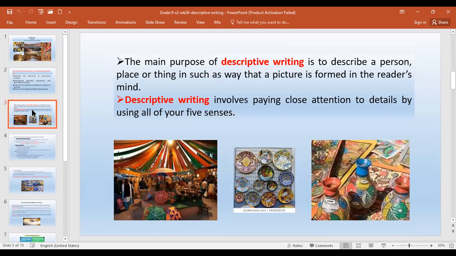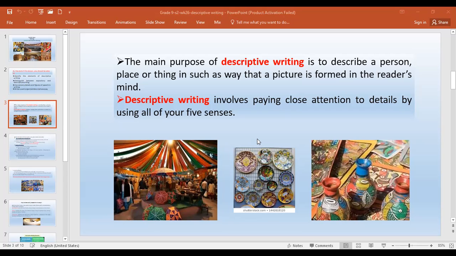Mariam, would you please start reading? Mariam, can you hear me? Yes, Miss. Yes, Mariam, would you please start reading?